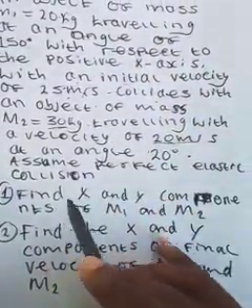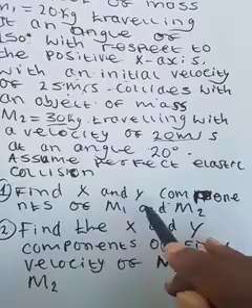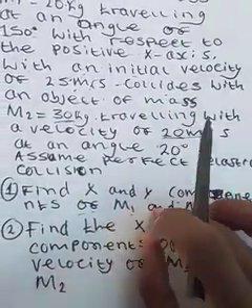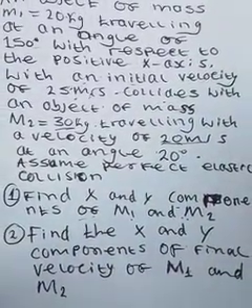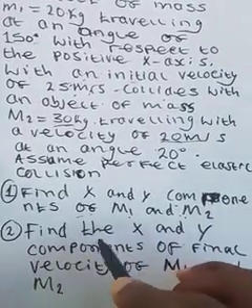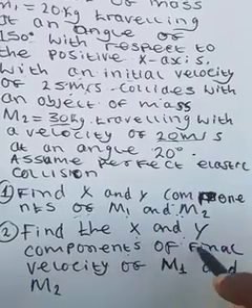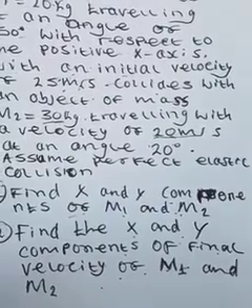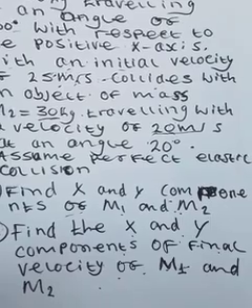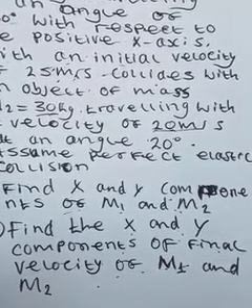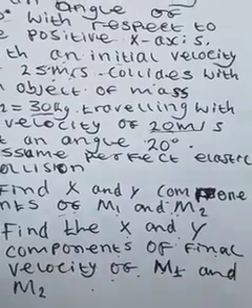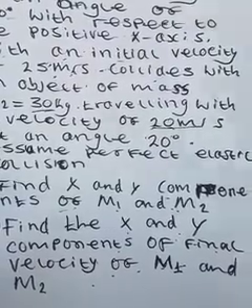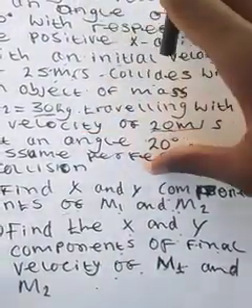So let's see the questions. They're saying find the x and y components of m1 and m2. So they want you to find the components. And then they're saying find the x and y components of the final velocities of m1 and m2. These are the kind of questions where you need to approach it in component form, whereby you find momentum in x and y components. That's what we're going to do. So let me analyze, and we start.